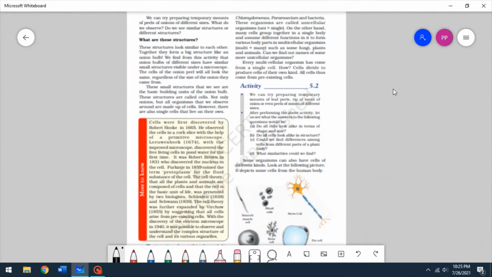Okay, we can try preparing temporary mounds of peels of onions of different sizes. What do we observe, and do we see similar structures or different structures? So the answer to this would be similar structures no matter the size. If there is one kind of cell, we always find the similar structure.